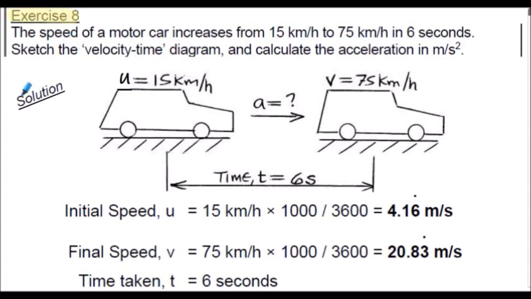Exercise 8, here's the commencement of the solution. Extracting the information from the question, the initial speed is 15 kilometers per hour, that's symbol U here, converted immediately into meters per second. That's 4.16 recurring meters per second. The final speed is 75 kilometers an hour, symbol V here, and again converted into meters per second, 20.83 recurring meters per second. The time taken given in the question is 6 seconds. Lowercase t here, 6 seconds.